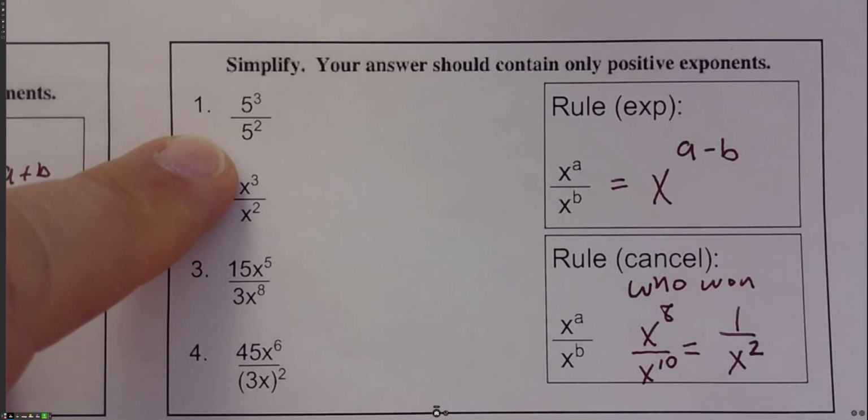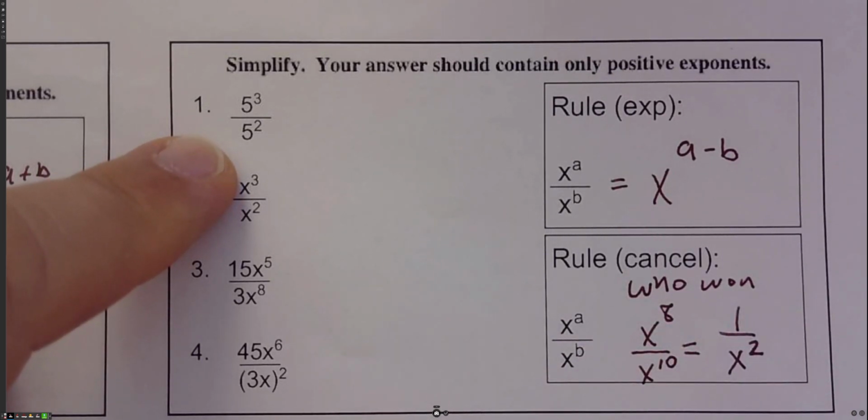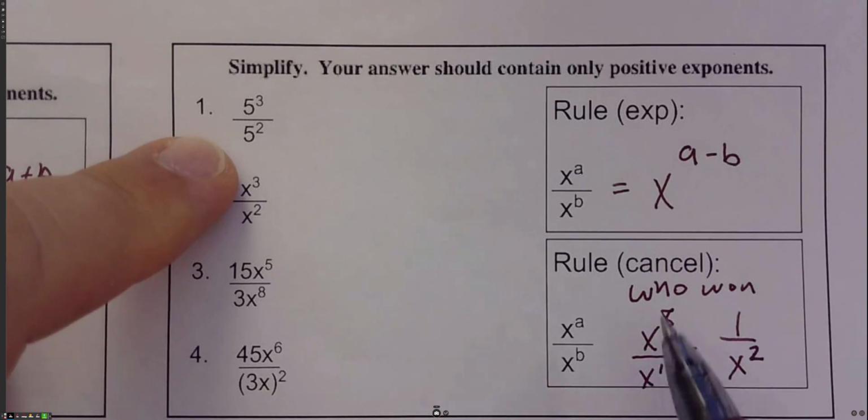Is there always 1 on the top? If there's nothing left on the top. How do you know if there's nothing left? Because this bottom one has 2 more, so we just cancel it out.